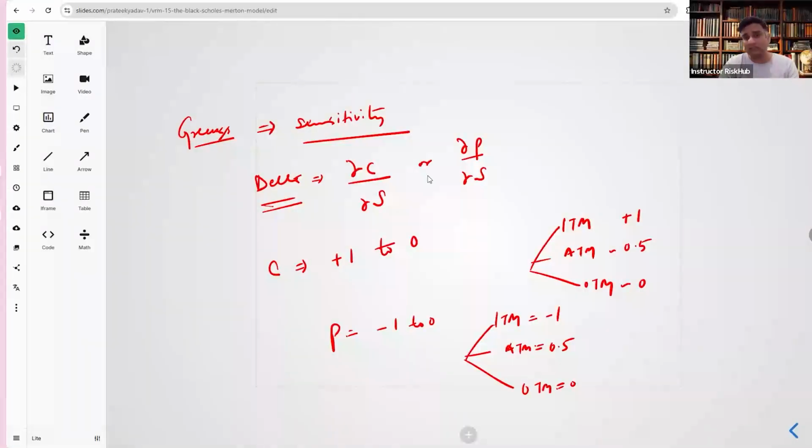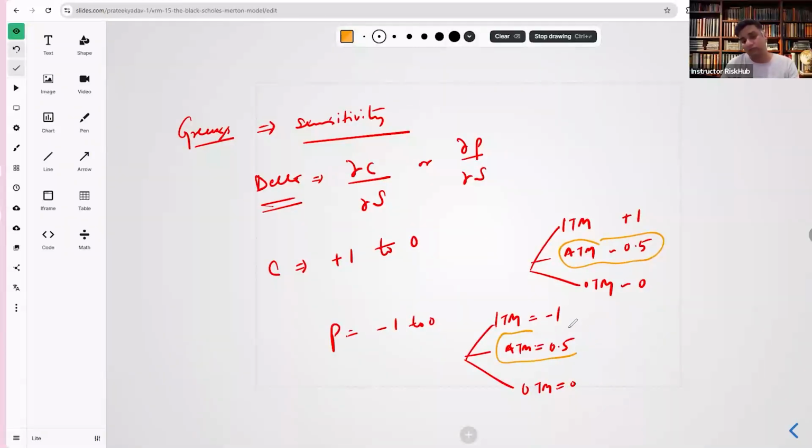That's what we do. For delta, call is +1 to 0, put is -1 to 0. ITM call +1, ATM 0.5, OTM 0; ITM put -1, ATM 0.5. Please remember, ATM is the same for both call and put. At the money is the same value. If you don't know ATM, ITM, you have to go back and see the derivative chapter. There's no way you can solve it otherwise. ITM call is +1, ITM put is -1. OTM is both 0.